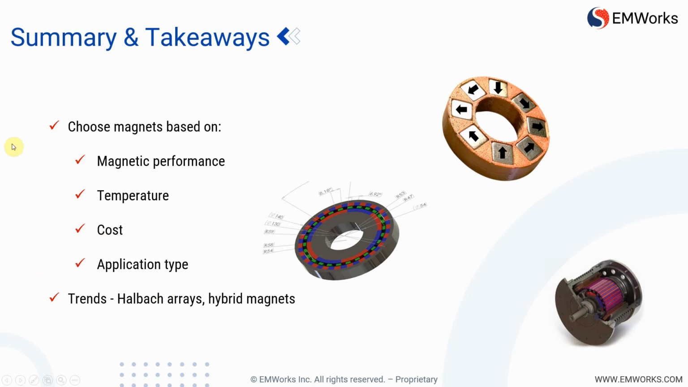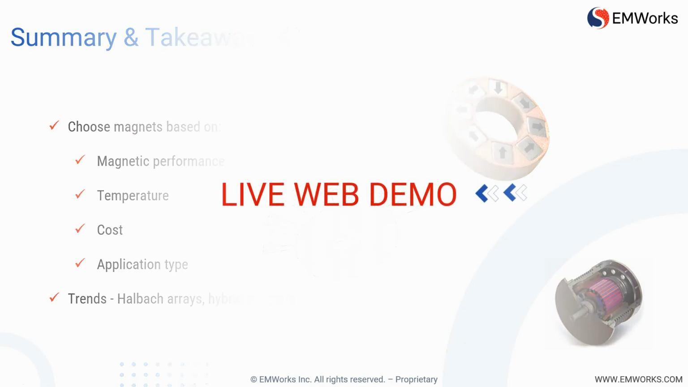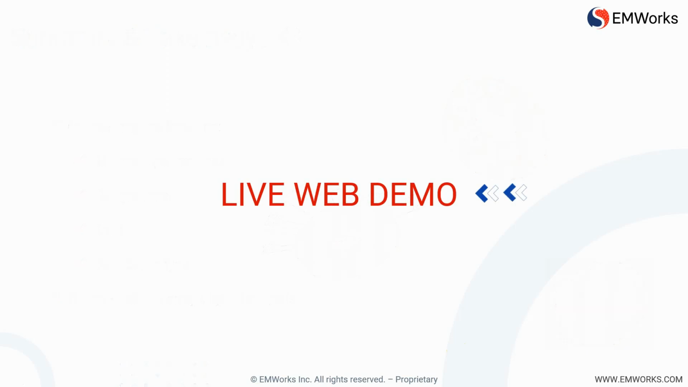As technology evolves, particularly with increasing electrification of transport and automation, the role of permanent magnets will only become more critical. Continuous advancements in materials science and simulation capabilities will empower engineers to design smarter, smaller, and more reliable systems. Now, let's use EMWorks software to simulate a magnetic system and observe a practical application of the concepts we've covered.